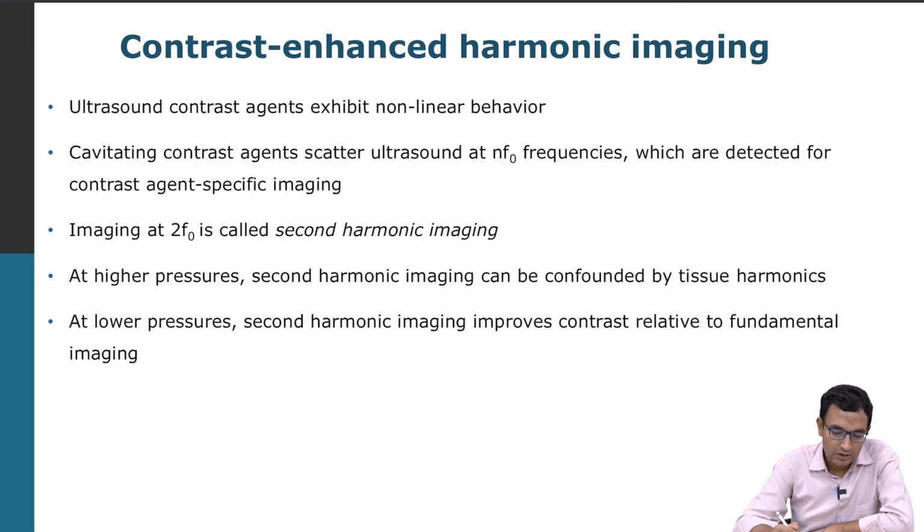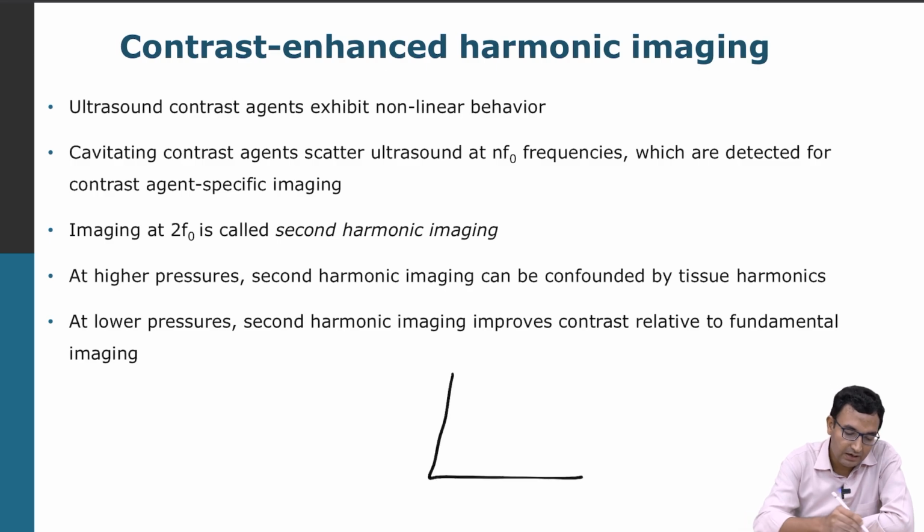Now, contrast agents have been discussed in a prior lecture, and like we have discussed, contrast agents exhibit significant nonlinear behavior due to a different mechanism, because of their volumetric oscillations in which they oscillate nonlinearly, and here we are talking about the nonlinearity caused by nonlinear propagation. So cavitating contrast agents also scatter ultrasound at frequencies that are harmonics, right? And this is what is called stable cavitation, and they are detected for contrast specific imaging. So there is a mode which is called second harmonic imaging in which 2f0 is used.